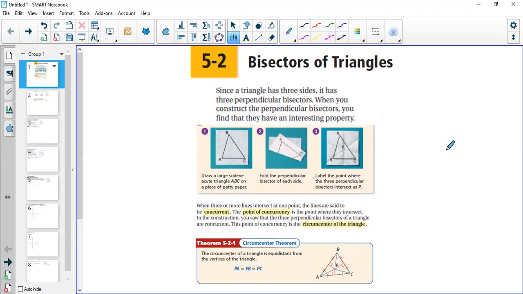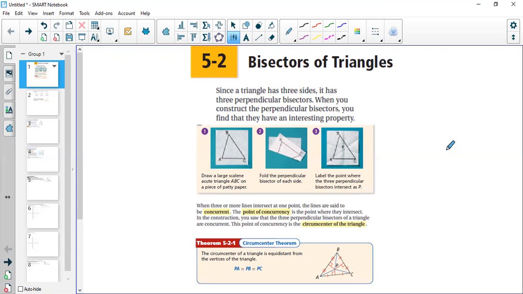So, all of us know that a triangle is called a triangle because it has three sides. Tri means three, and a triangle has three angles, which basically means it has three sides. So since a triangle has three sides, it has three perpendicular bisectors. When you construct the perpendicular bisectors, you will find that they have an interesting property.